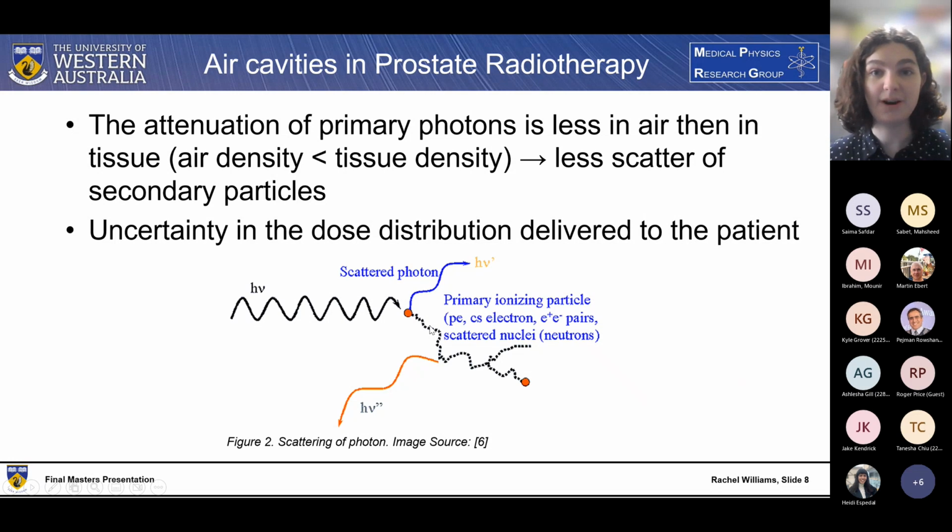The attenuation of primary photons in air is less than in tissue due to its lower density, which results in less scattering of secondary particles and subsequently less dose deposited, which then leads to uncertainty in the dose distribution being delivered to the patient.